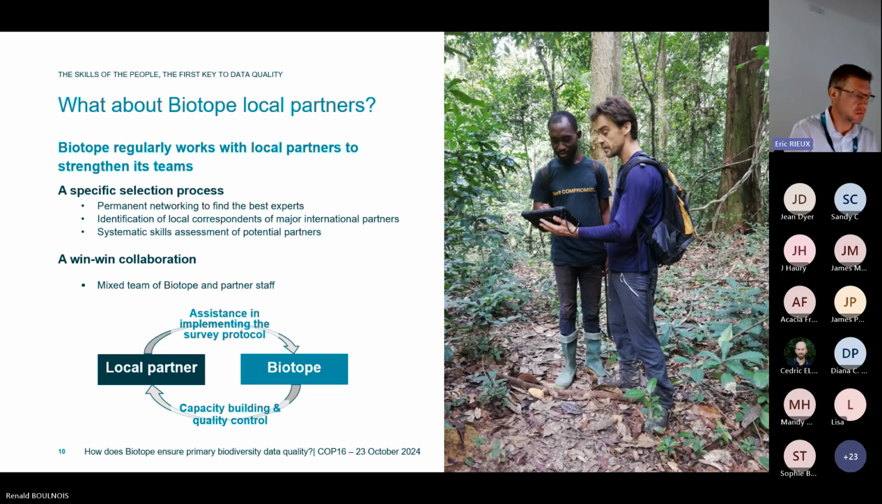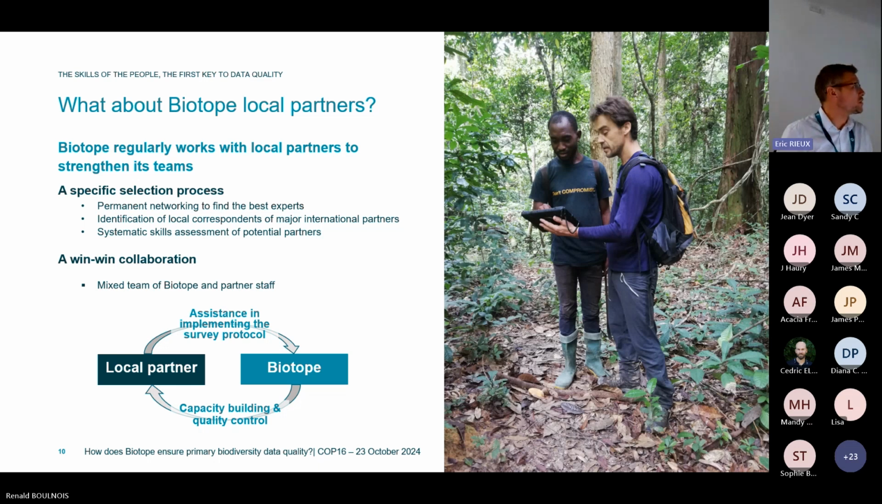So: permanent networking to find, let's say, the best experts, identification of local correspondents with the support of our international partners, such as international NGOs, and systematic skills assessment of potential partners. So it's generally a win-win collaboration, mixing international staff, let's say coaching or giving a technical framework to our partners, technical assistance, and the local partners support us in terms of field knowledge, in terms of ecology of the species in specific landscapes or seascapes. We're always very happy to share field collection surveys with our partners.